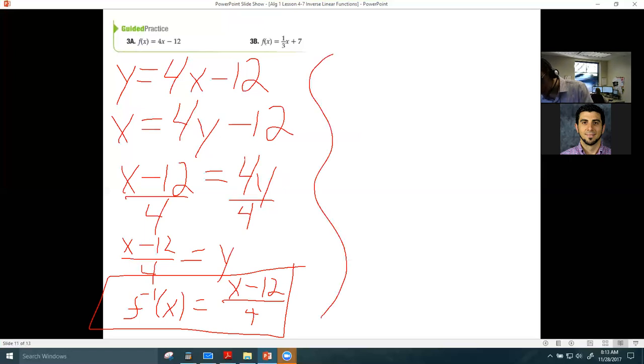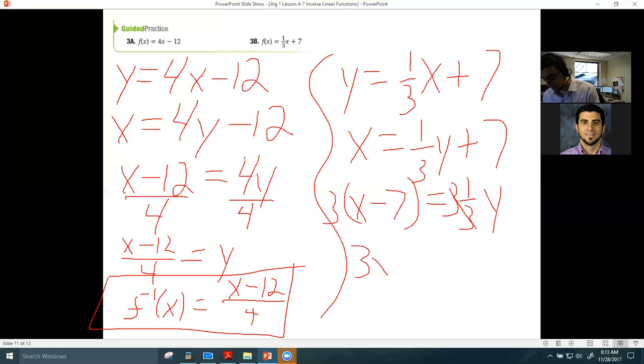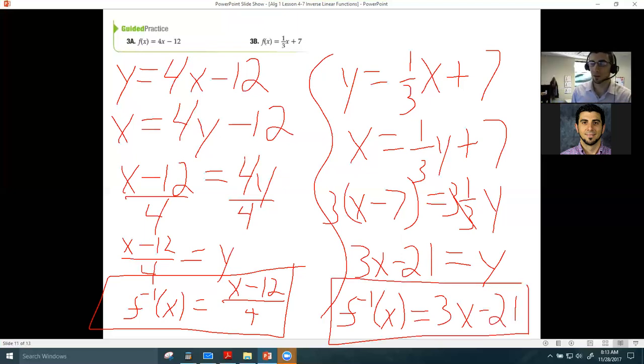Okay. The next one is y equals 1/3 x plus 7. Okay. Replace f of x with y. Interchange the x and y. Then solve for x. Subtract 7, and then multiply both sides by 3. So those cancel, and I'd have 3x minus 21 equals y. So in inverse notation, f inverse of x is 3x minus 21. Okay? Alrighty.